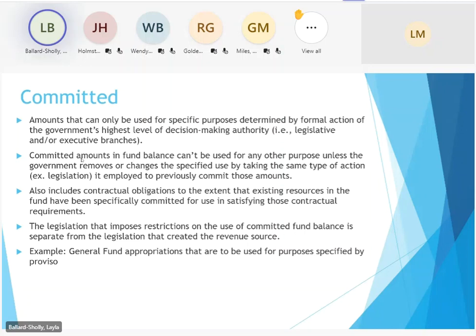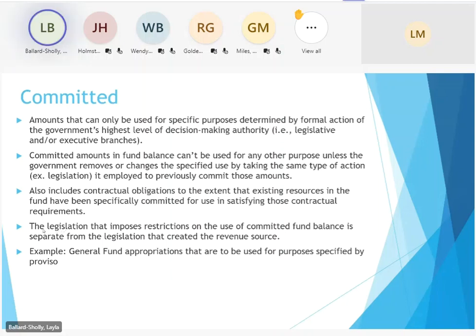Committed amounts in fund balance can't be used for any other purpose unless the government removes or changes the specified use by taking the same type of action. Like if they use legislation, they'd have to use legislation to actually change the use. It also includes contractual obligations to the extent that the existing resources in the fund have been specifically committed for use in satisfying those contractual requirements. So that would be pretty much any contract you have. If you've committed the funds in there, then that fund balance is committed. You have an outstanding contract.